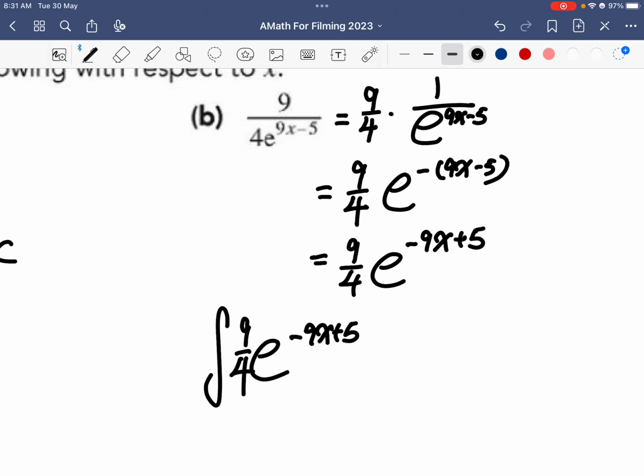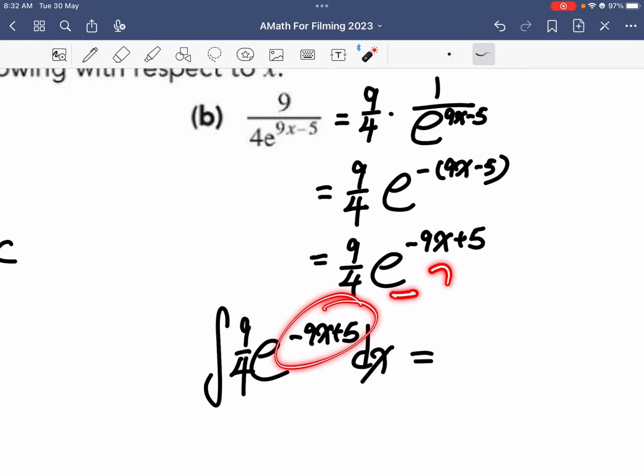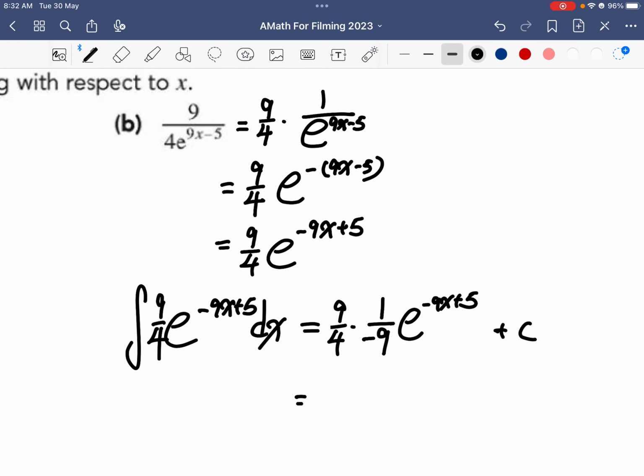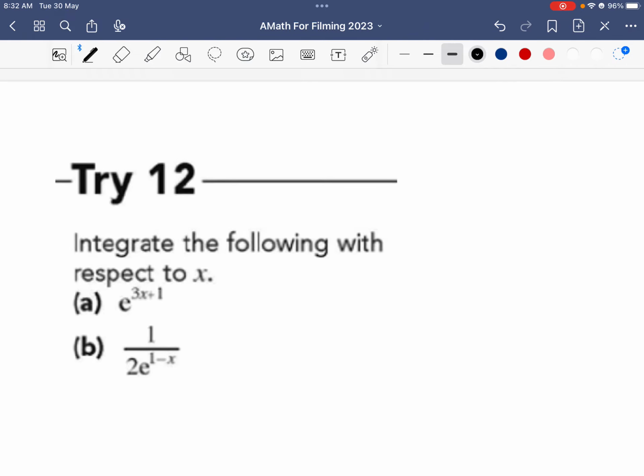So if I integrate 9 over 4 e to the power of negative 9x plus 5 with respect to x, what happens here is this. If you differentiate negative 9x plus 5 with respect to x, you get negative 9. So 9 over 4 multiplied by 1 over negative 9 e to the power of negative 9x plus 5. Then if I eliminate 9, I'm left with negative 1/4 e to the power of negative 9x plus 5, not forgetting my integration constant, plus c.